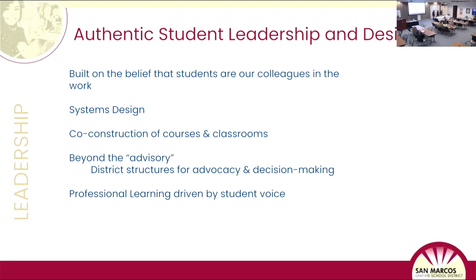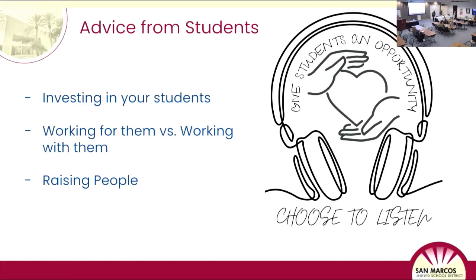This is Ms. DiRanna's and my big plan for second semester and moving into next year: the co-construction of our courses with our students. We want to move and need to move beyond the advisory of students just in the room, but really having structures for advocacy and decision-making. Here's what we learn: when we give them the platform, they take it, they run with it, and usually we just have to get out of their way. And our professional learning needs to be and has become driven by student voice. Our ladies have some advice.